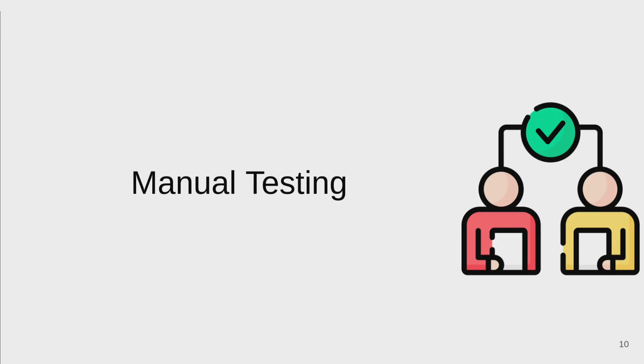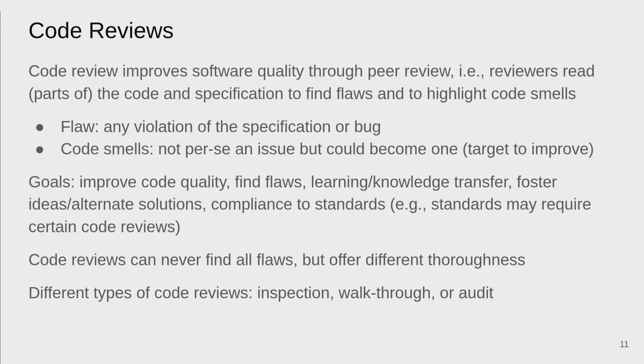Manual testing involves a human developer somewhere in the loop and can have different aspects and different goals. We're trying to highlight some of the different angles a little bit more. Essentially, a lot of the manual testing focuses around code reviews. Code reviews can improve software quality through peer review, because multiple people are staring at the code until the bug jumps out at them. Then they can hopefully find the flaws and highlight different kinds of code smells to tell the developer, hey, you should really fix this.